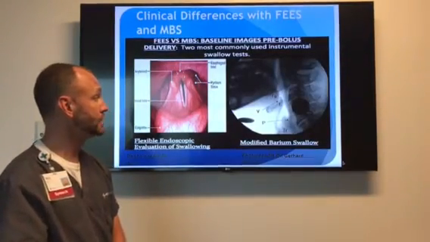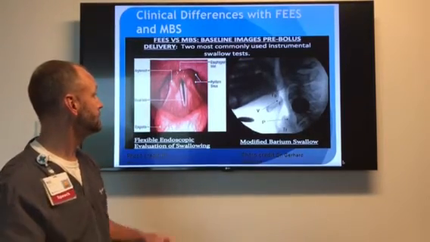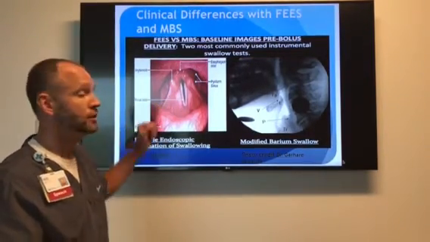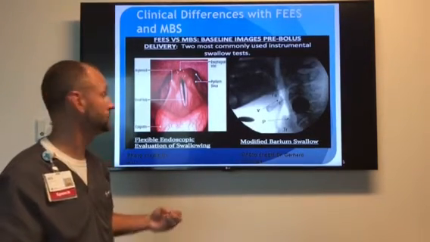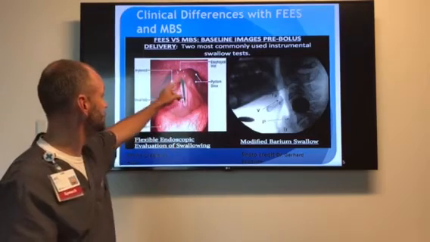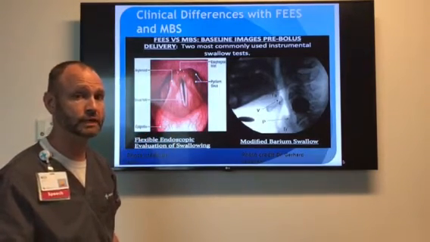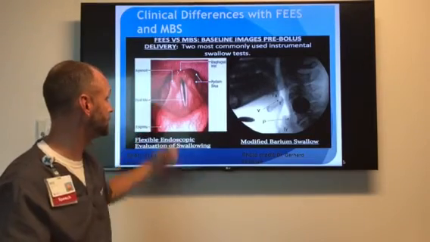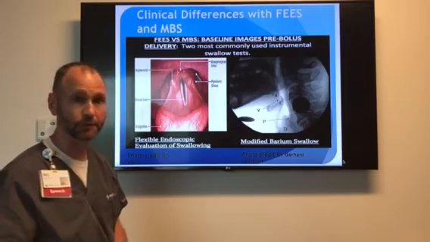And here, this looks at the clinical differences between a FEES and a modified. Obviously, you can see here with the FEES, you can actually visualize the airway. So if we have patients, for example, with manifestations of laryngopharyngeal reflux, such as edema, you can actually visualize that and help identify patients who would need to be referred to an ENT. You can also see that reflux, but you can also get a much better view of secretions, as I mentioned earlier.